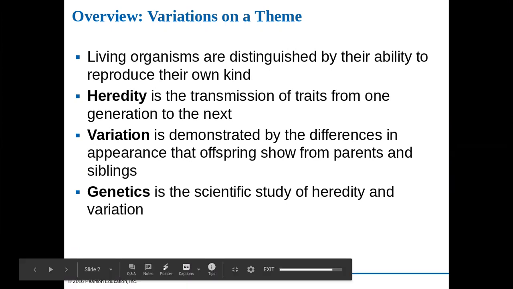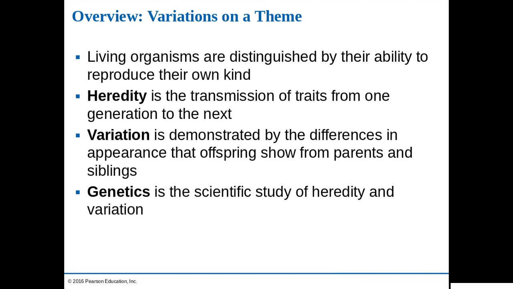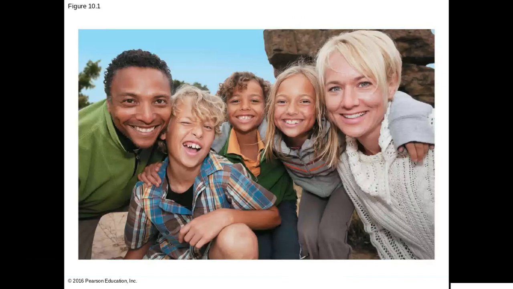So, heredity is the transmission of traits from one generation to the next, and that's really what this unit is about. So, we're going to be studying how traits are passed on. When we see that traits get passed on, no two individuals are exactly alike. And so we see variation in the population, which is differences in offspring from parents to their children and even between siblings. And then genetics is the study of variation within a population and how that is transmitted through heredity. So you can see, like this family, for example, all kinds of genetics are happening.